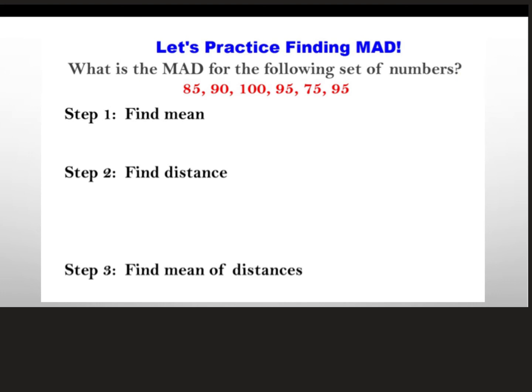All right, same idea, finding the MAD. Step 1, find the mean. Should type in all of those numbers. And when you do that, add them all together, you get 540. Divide by the amount of data pieces you have, which is 6. 540 divided by 6 gives you a mean of 90.